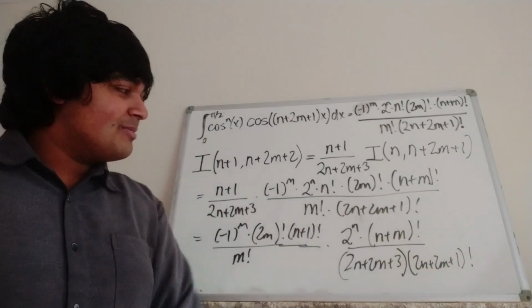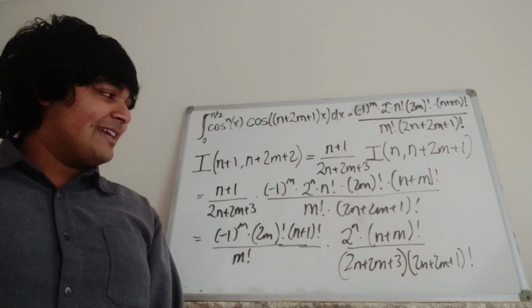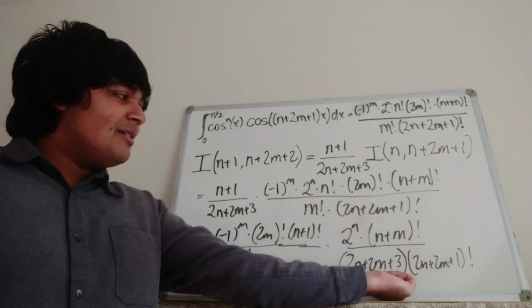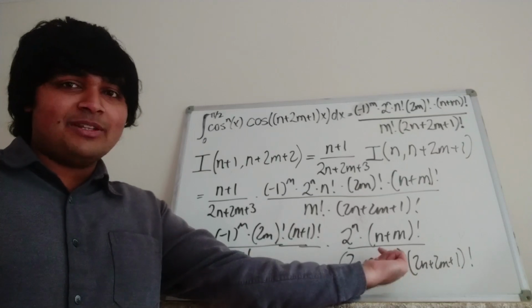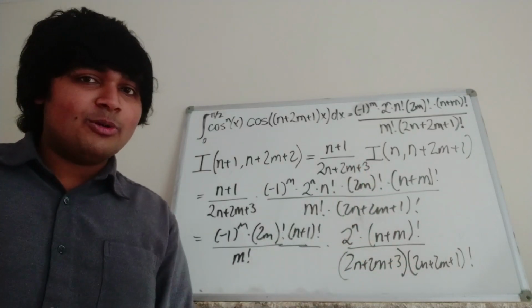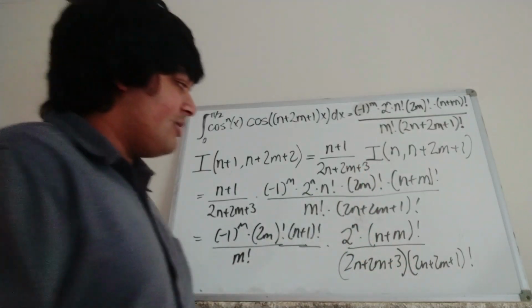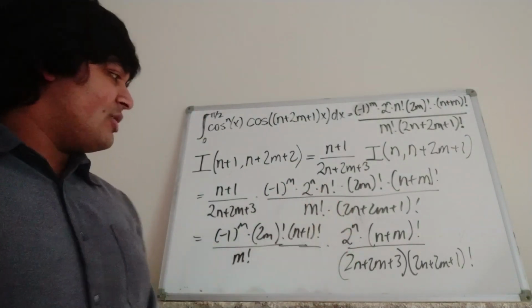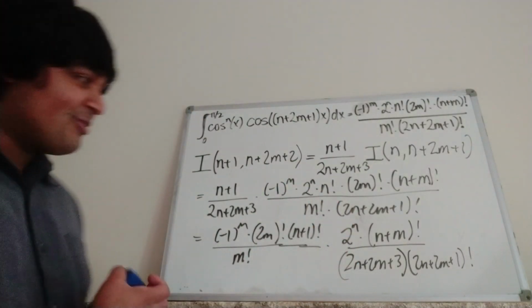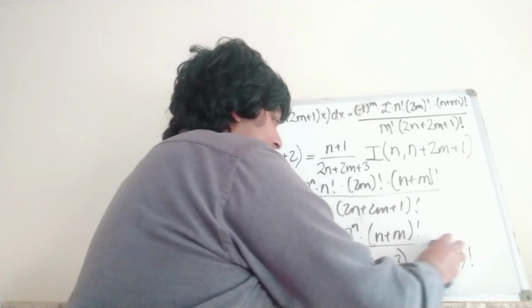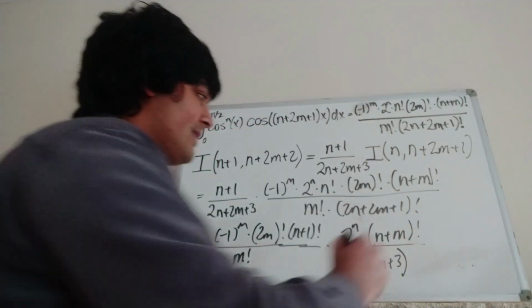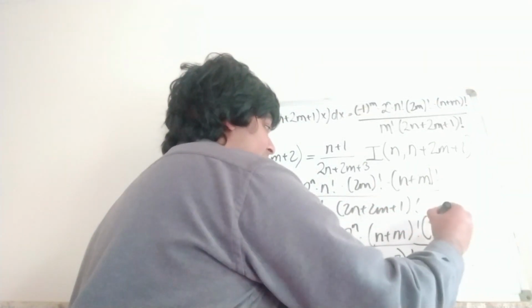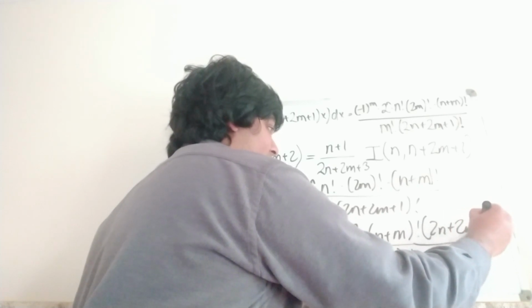So we want to get the bottom to look like 2n plus 2m plus 3 factorial. Well, we almost have that, but we're just missing a 2n plus 2m plus 2. So let's just multiply the top and bottom by 2n plus 2m plus 2. Then on the bottom, we're actually going to get 2n plus 2m plus 3 factorial. So that's going to get rid of this thing here and put a factorial here. And then we've got here now 2n plus 2m plus 2.